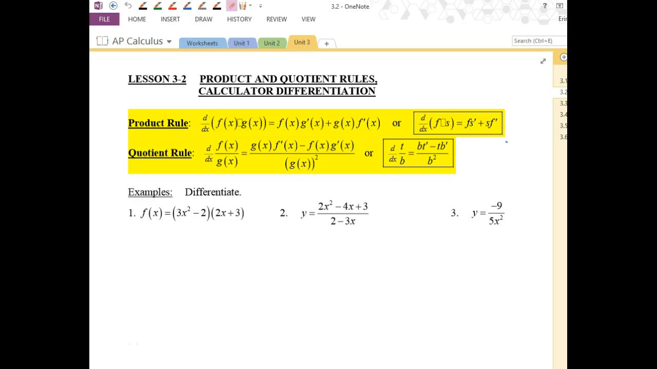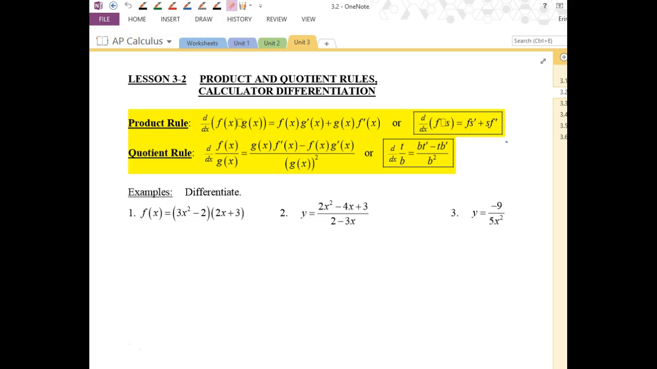Okay. All right, so this should be a review for you guys. 3-2 is the product and the quotient rules. The product rule, that's the first one here, is basically if you have two quantities that are being multiplied together, you can use the product rule instead of having to FOIL and then derive.